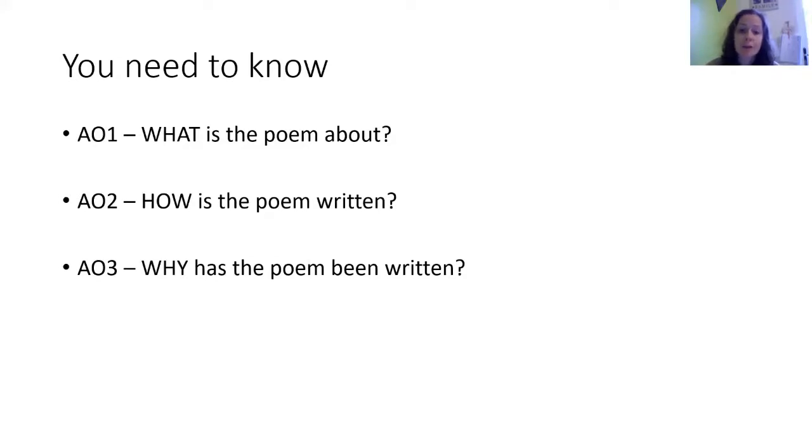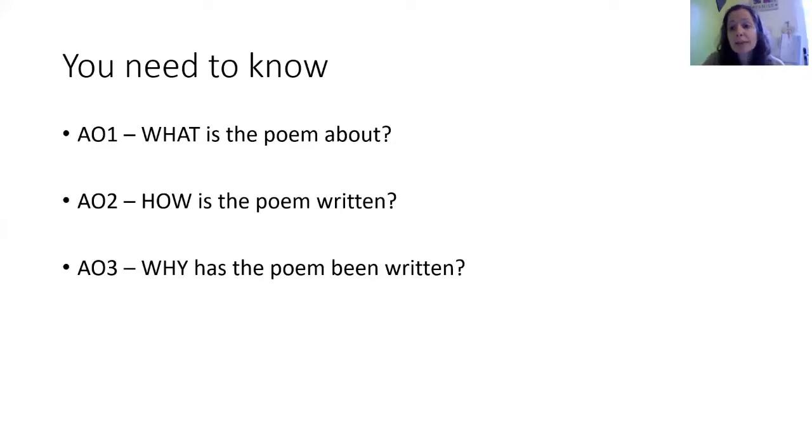Importantly is AO2. How is the poem written? This is asking you to think about the writer's choice of language. So that could be the words that they've chosen, analysing the vocabulary choices. It could be looking at specific techniques they've used. It can also be the structure, because the structure of a poem is really important. So things like, does it rhyme? Is it regular or irregular? Has it got any enjambment in it? Or is there punctuation, middle of lines and caesuras? Those kind of features are important for thinking about how the writer's creating their effect.